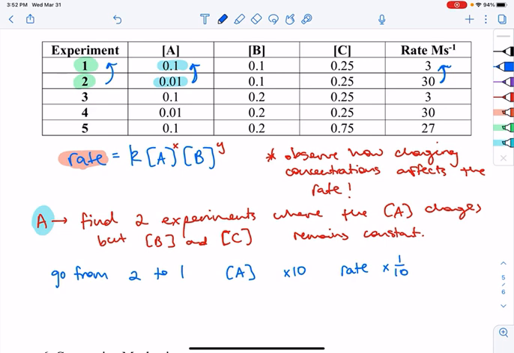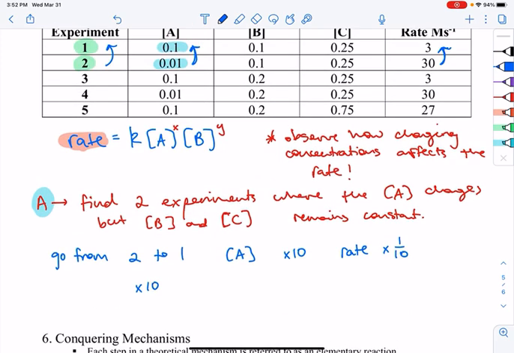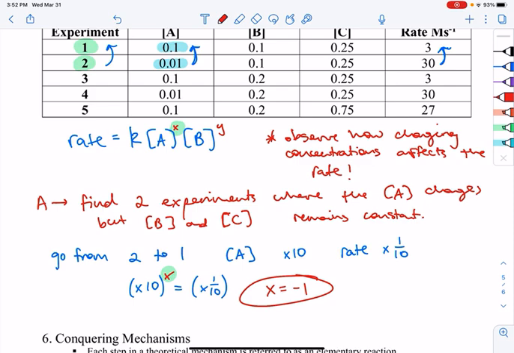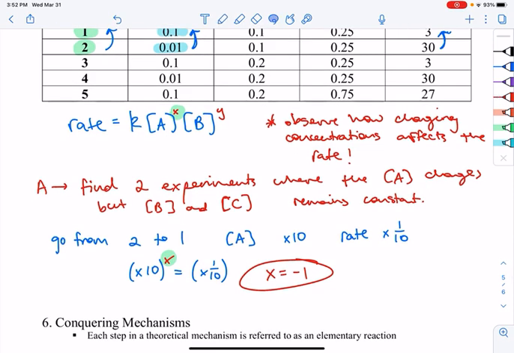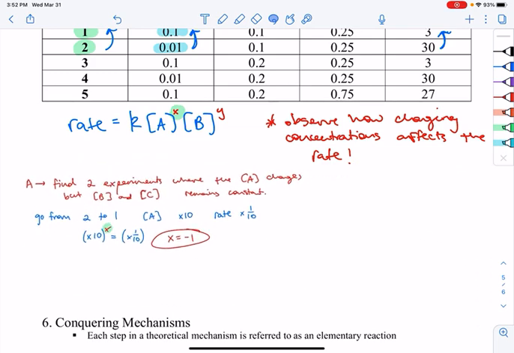So we want to think, how do we make a times 10 equal to a times 1/10, right? This is where we're going to figure out what our exponent is here. Let me erase some of these highlighters. This exponent is the same as this one. So 10 raised to the what gives us 1/10? That means that x has to be -1. So that is the order with respect to A. And I have written all of this entirely too big, so I'm going to shrink it up a little bit.